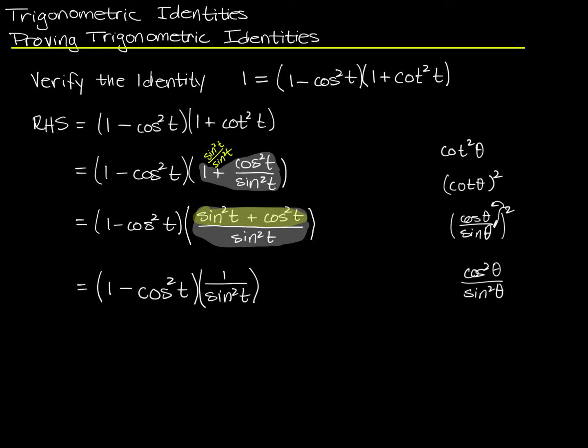All right, now I can see that I've got a sine squared in the denominator here. Ideally, I'd like to cancel that with something, and if I change this, then I can do that. 1 minus cosine squared is equal to sine squared.